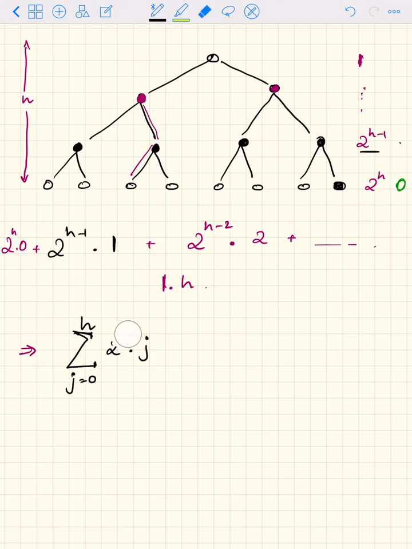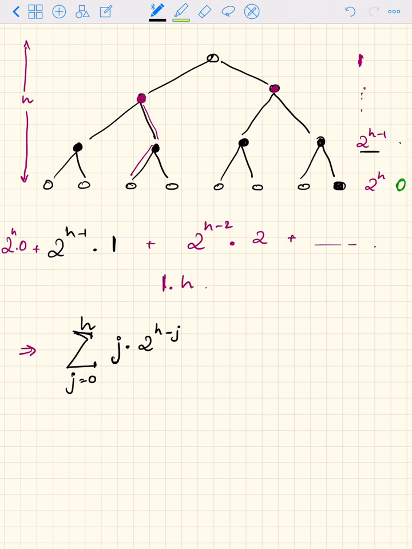Oops, let me mess this up. Let's actually write it a little bit differently. Let's say it's j times 2 to the power h minus j, right? H minus 1, h minus 2, all the way until the end where j becomes h, and here you're getting a 1, because it's 2 to the power h minus h, which is 0, so 2 to the power 0 is 1. So that's what we're getting.